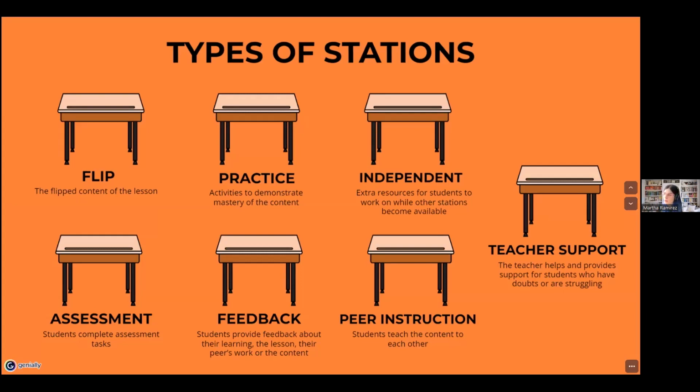Then we have what we've called an independent station. And an independent station is a station that has resources that students can work with that are not necessarily attached to the flipped content. That's why it's called independent, right? They're not dependent on the flipped content. So let's say you're going to do a station rotation activity where students learn about the verb to be, right? Then they do some fill in the blanks activities about the verb to be, or they do a matching activity, or they play a game, whatever you decide to do in the practice station.